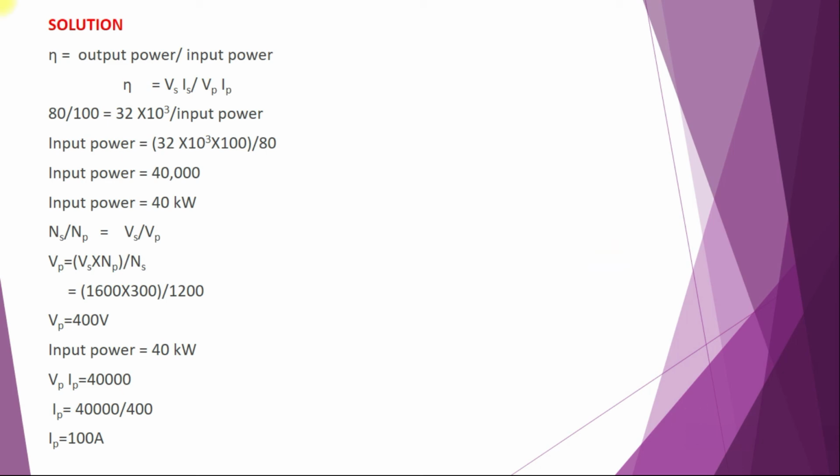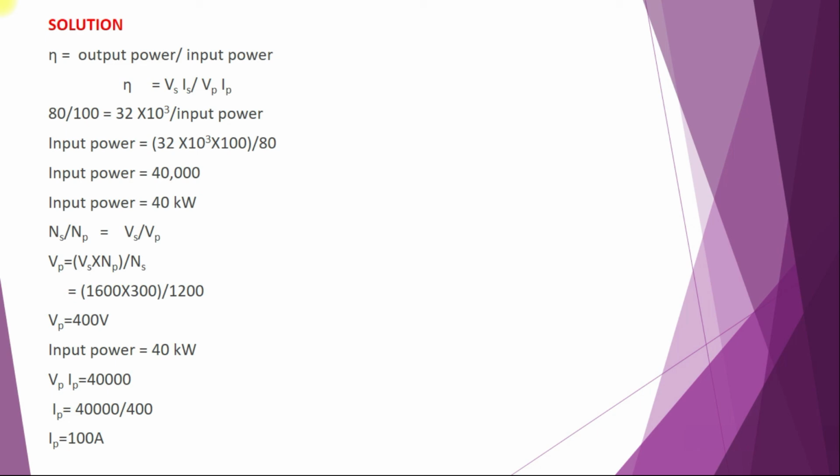So the solution starts with the equation of efficiency, which is given by output power divided by input power. So eta is equal to Vs Is divided by Vp Ip. So substituting the given data, 80 divided by 100 is equal to 32 into 10 power 3 divided by input power. So from this equation we can find the value of input power as input power is equal to 32 into 10 power 3 into 100 divided by 80, which is equal to 40,000, which can be written as 40 kilowatt. So the input power is equal to 40 kilowatt.